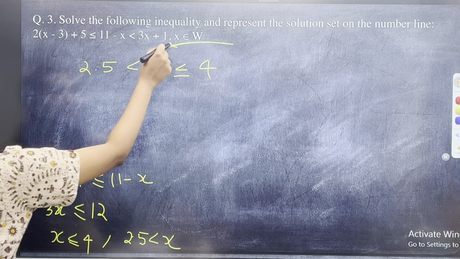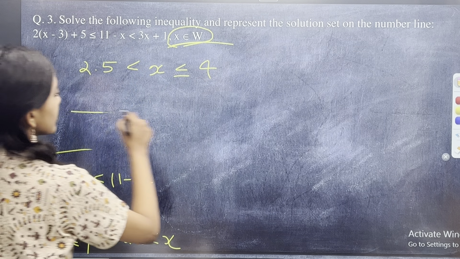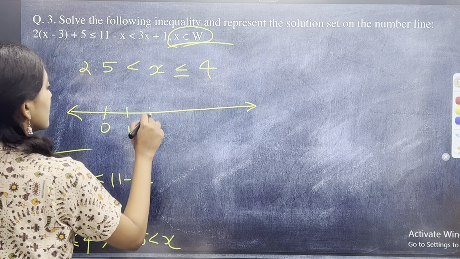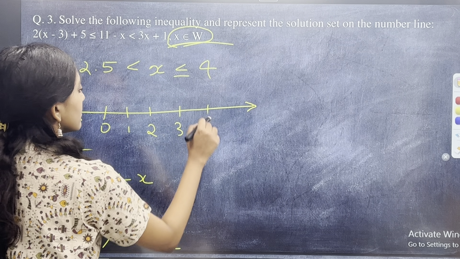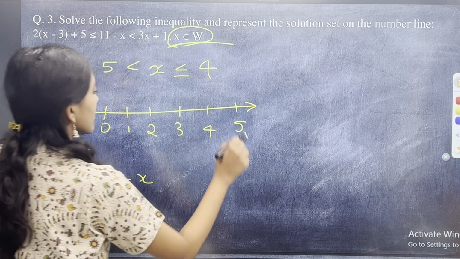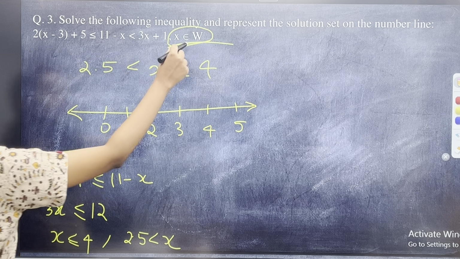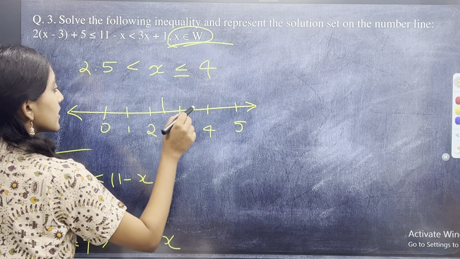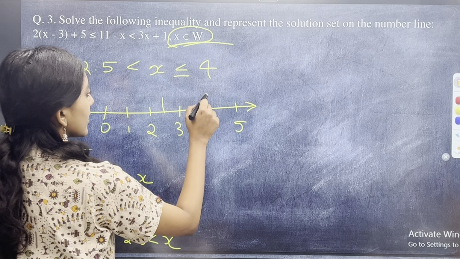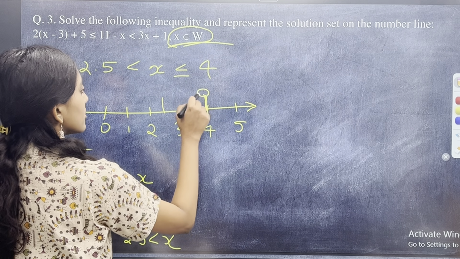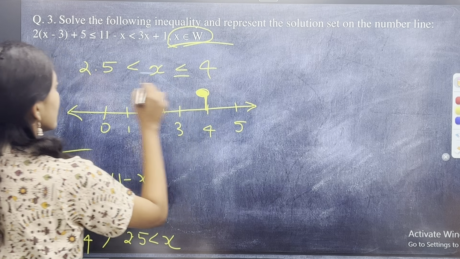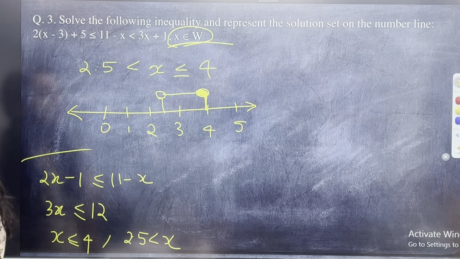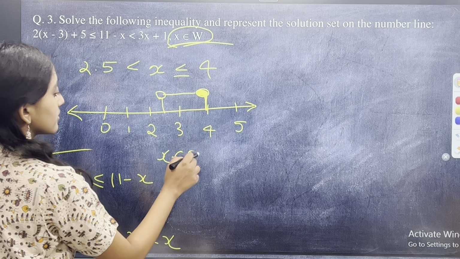Suppose we did not pay heed to this particular thing. What will the number line be like? You have the number line here. You have 0, 1, 2, 3, 4, 5. Suppose we did not listen to this, it would be 2.5. 2.5 is somewhere here, we draw a line here. 4 is here, we draw a line here. 4 is less than or equal to, so we shade it completely. 2.5 is less than, so we put it here and then we join it. This would be if x belongs to R.